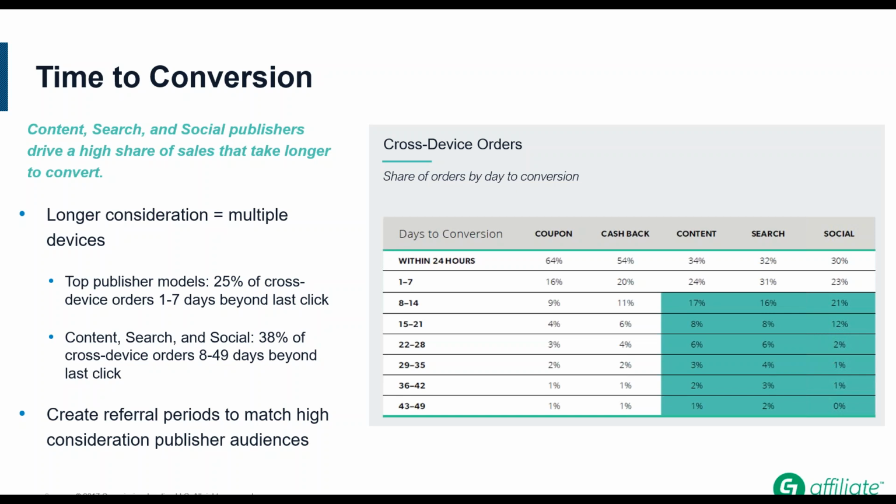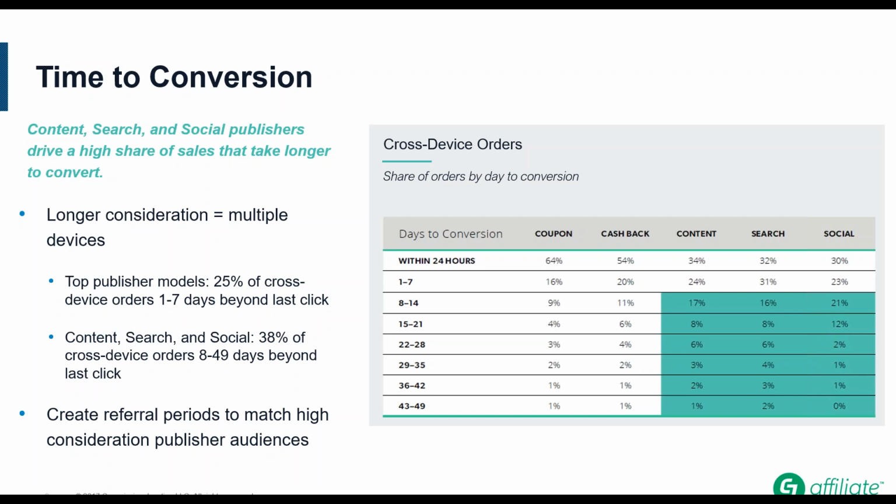But for content, search, and social publishers, it's an entirely different story. With cross-device tracking in place, what we've seen is that 38% of their sales, 30% of these publishers' sales, complete more than 8 days past the last click. And so content, search, and social publishers have been the most impacted by cross-device tracking in the network.